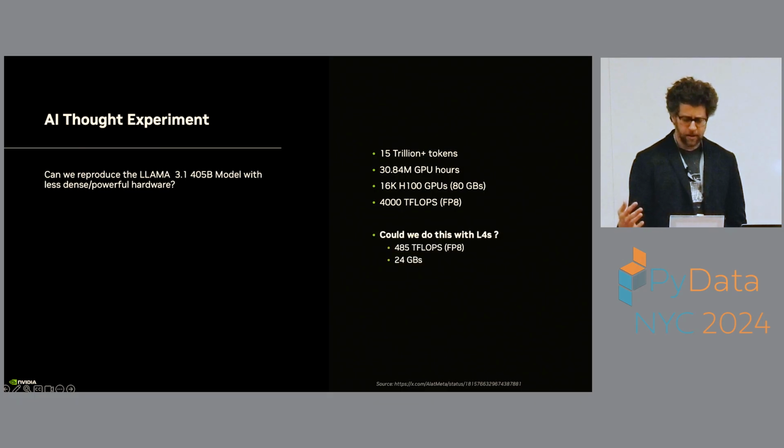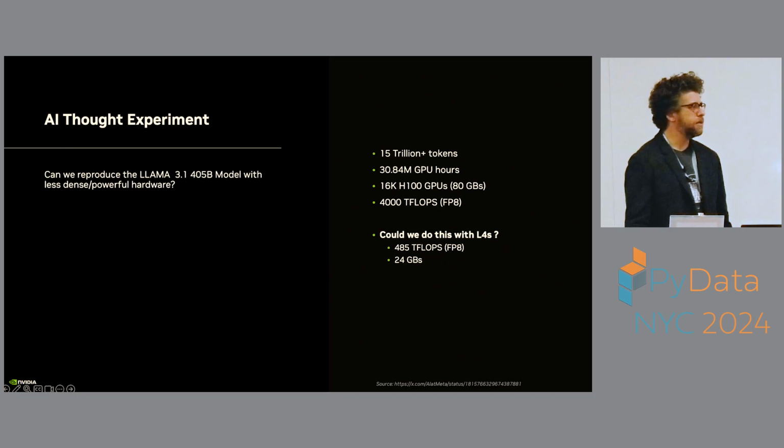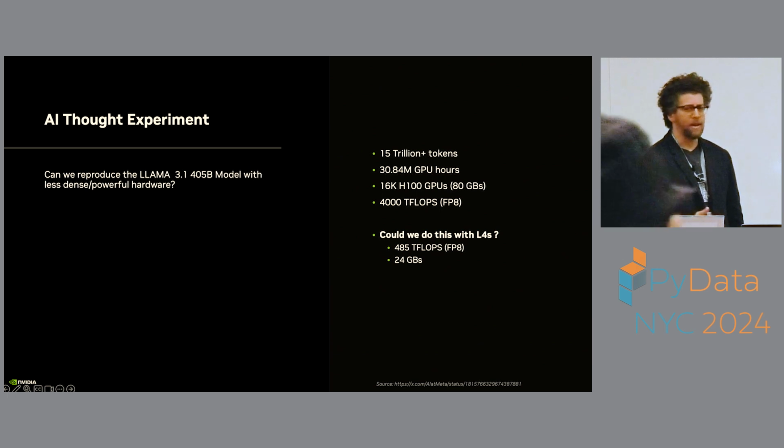And I want to ask, could I reproduce this using lower end hardware? L4s are kind of the next T4s. You can go get these on Colab. They have a tenth of the memory space. They're around 3.5 times slower than an H100. And the answer to this is that I actually haven't given you enough information.